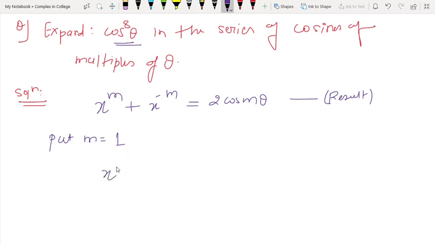Put m equal to 1. So x raised to 1 plus x raised to minus 1 is equal to 2 cos m theta. So instead of m we are putting 1, so that is 1 into theta. Let me put theta only. So here you get x plus x raised to minus 1 is equal to 2 cos theta. Done.